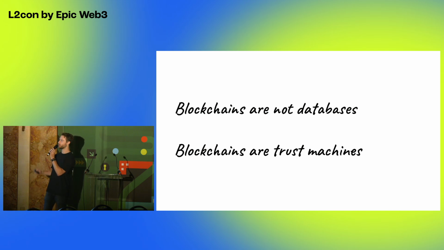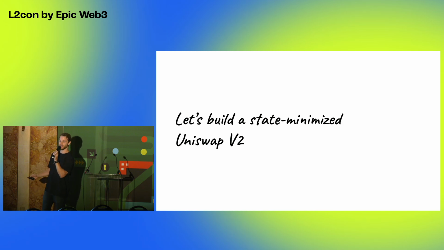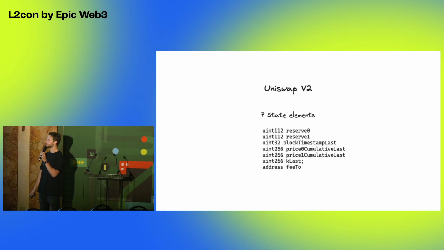So how would we do that? I want to go through an example of taking Uniswap v2, one of the simplest applications you can build on a blockchain, and building it using this new technique we're talking about called state rehydration. So simply speaking, these are the components of state on a Uniswap pool. You've got 7 elements. You can compress this down into 5 different storage slots, but let's call them 7 elements. And there are things like reserve 1 and 0.